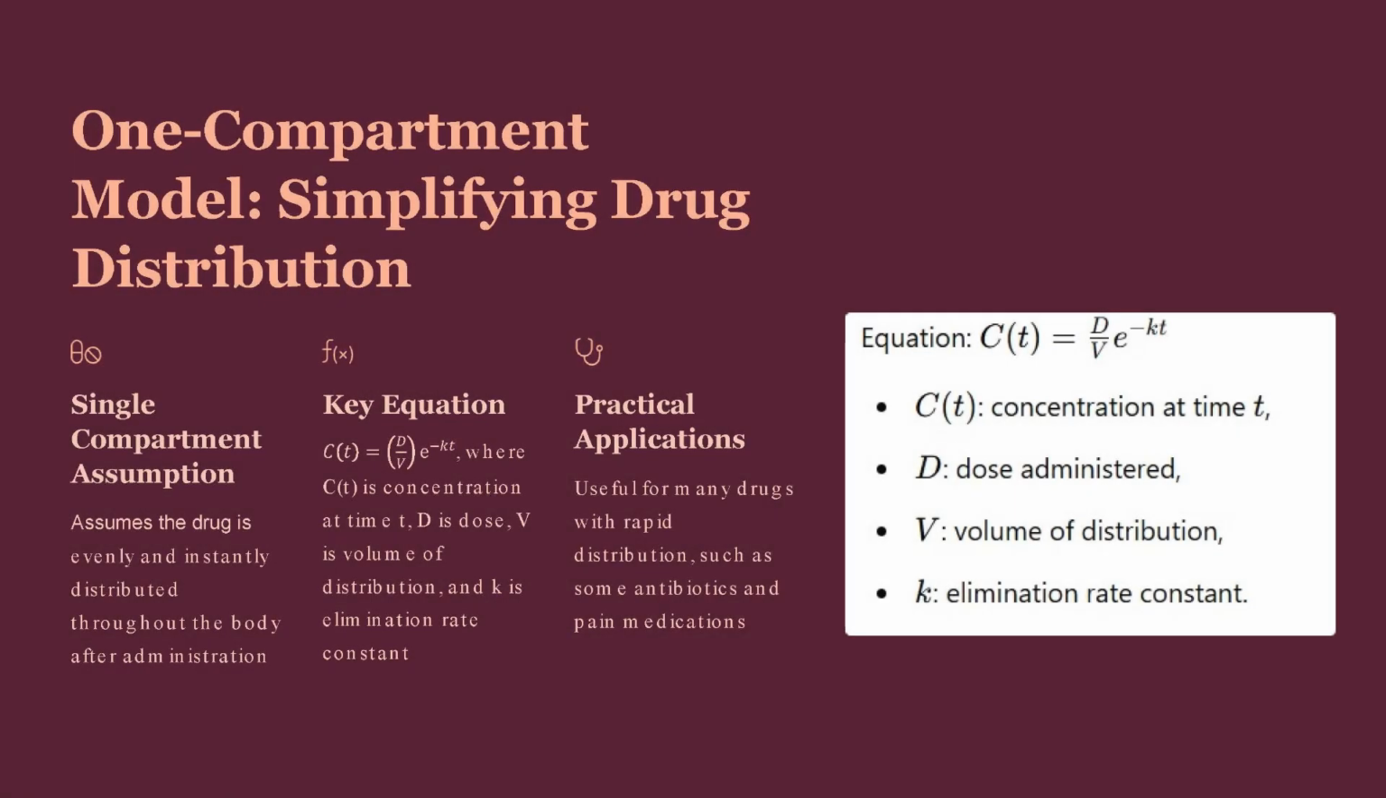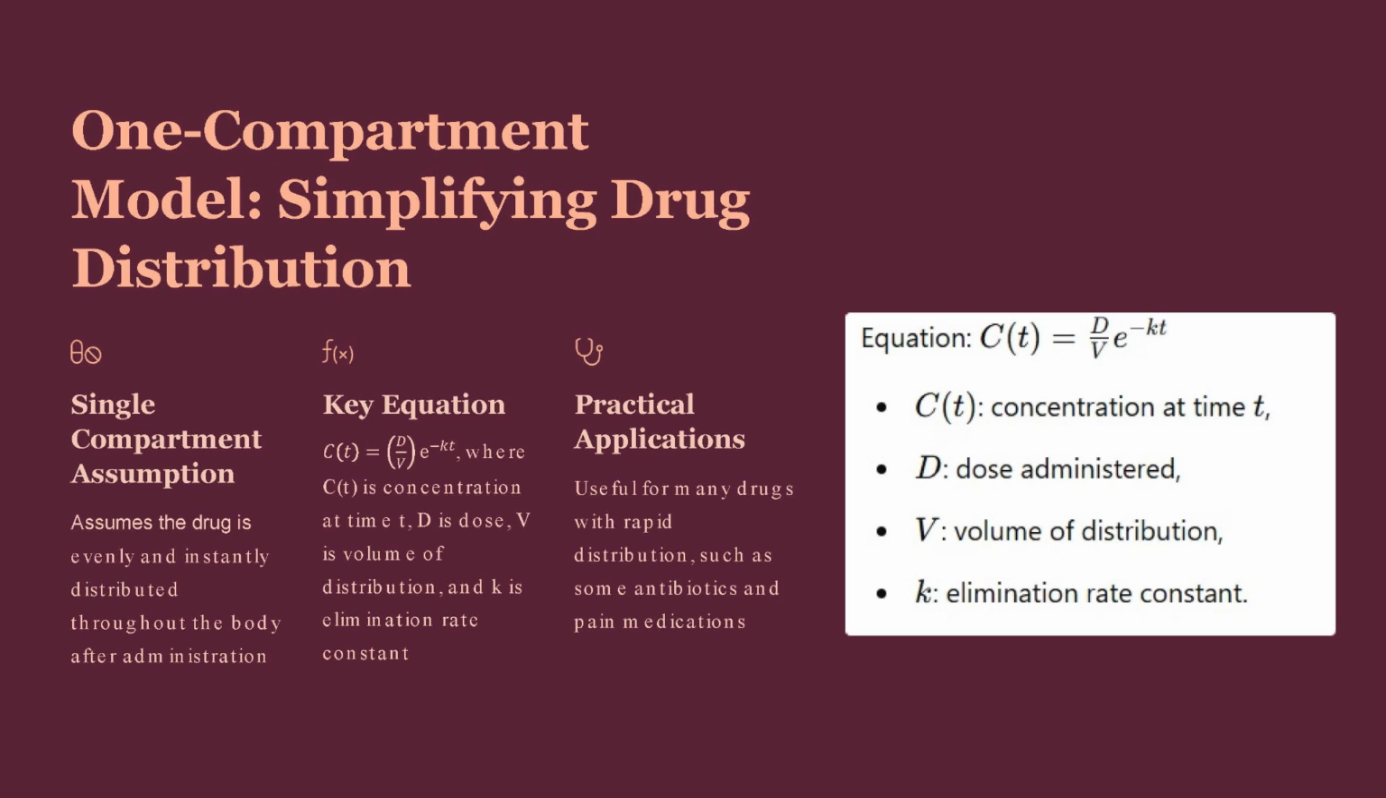One-compartment model, simplifying drug distribution. The one-compartment model assumes that the body acts as a single uniform unit where the drug is evenly and instantly distributed after administration. This simplification makes it practical for many drugs that distribute rapidly. The equation for the one-compartment model is C(t) = (D/V) e^(-kt).